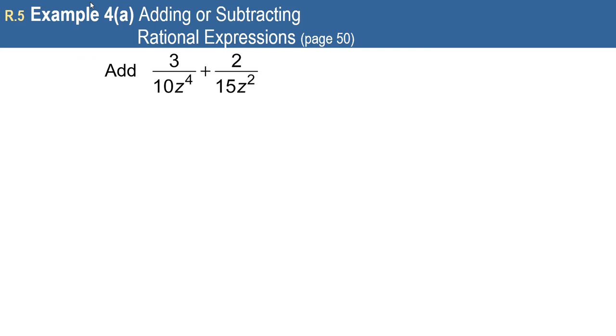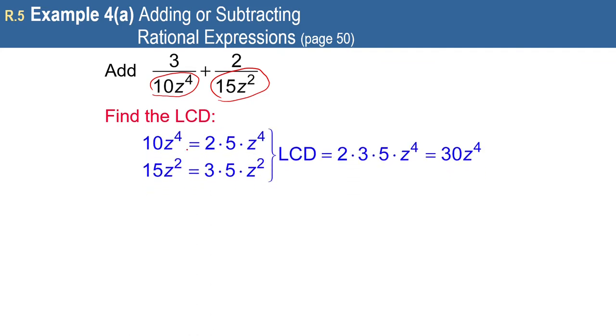In example 4a, we're going to add fractions. We have 3 over 10z to the 4th plus 2 over 15z squared. First thing we want to look for is the LCD, the lowest common denominator. In order to do that, we'll have to look at 10z to the fourth and 15z squared and try to break those down into prime factors. 10z to the fourth can be written as 2 times 5 times z to the fourth. 15z squared can be written as 3 times 5 times z squared.